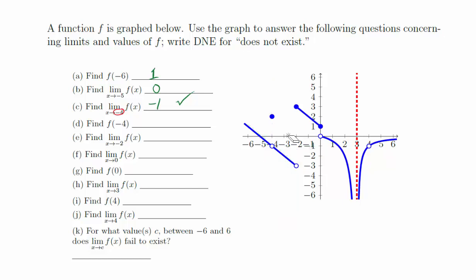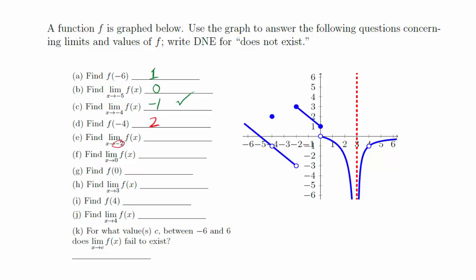Related to this, we have what is f of negative 4. So what happens when you plug in x equals negative 4 into your function? Well, it's defined up here with a y value of 2. So notice the limit does not have to equal the function's value, although it often does. The limit from the left and from the right looks like it's approaching negative 1 from both directions, but the function actually jumps up to 2 and actually exists at 2 when x equals negative 4.